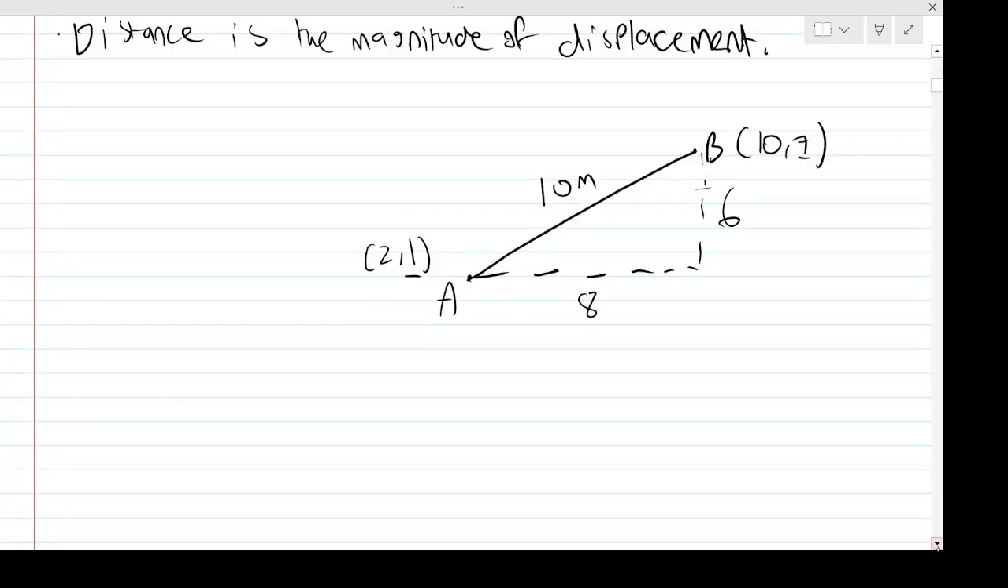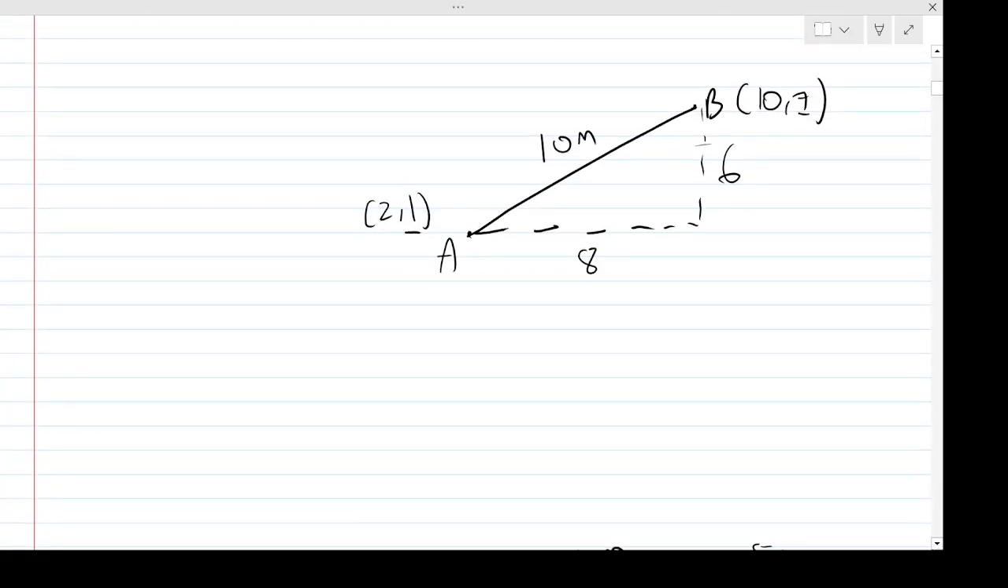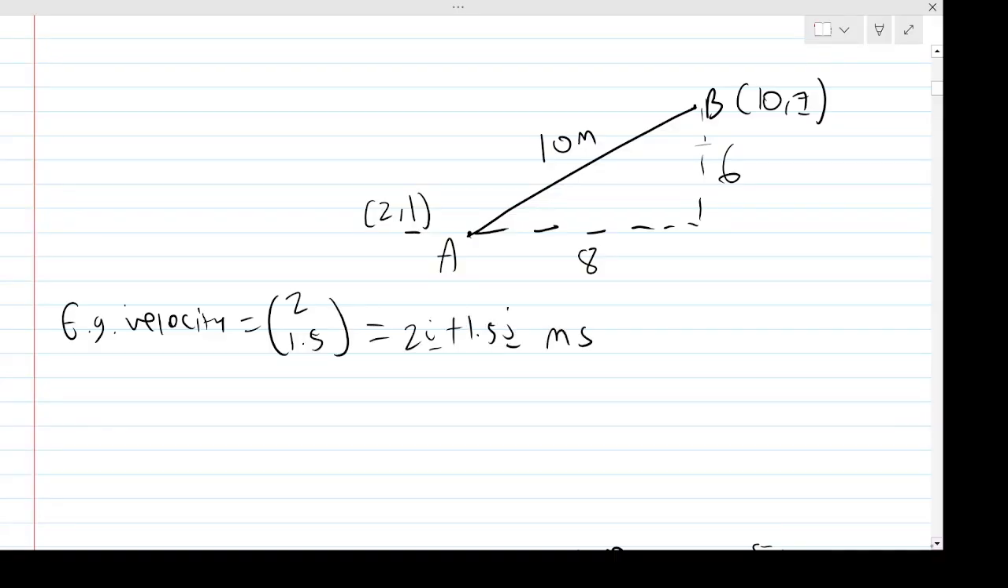Now, let me say it's moving with velocity. So, for example, the velocity of this journey from point A to point B is the vector 2i add 1.5j meters per second, okay? Let's say my velocity is this vector here. Velocity is the vector form of speed, which we'll see in a second. But let's say the velocity is 2i and 1.5j.